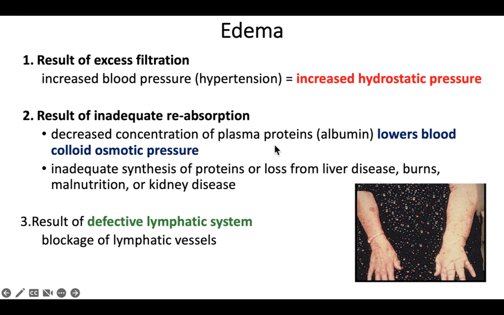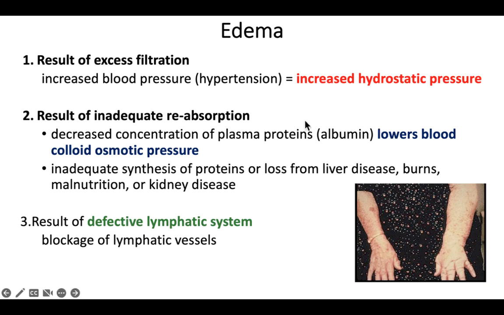Another cause is instead of excess filtration, you might not have enough reabsorption. And that can be due to losing protein. Remember the idea here. We got to make this connection. Protein, plasma protein, such as that albumin, allows for that osmotic pressure. It pulls fluid back in. But if you don't have enough protein, then you can't pull that fluid back in and you can develop edema.